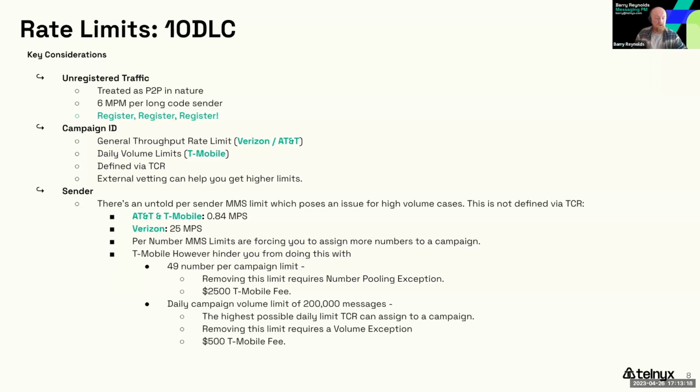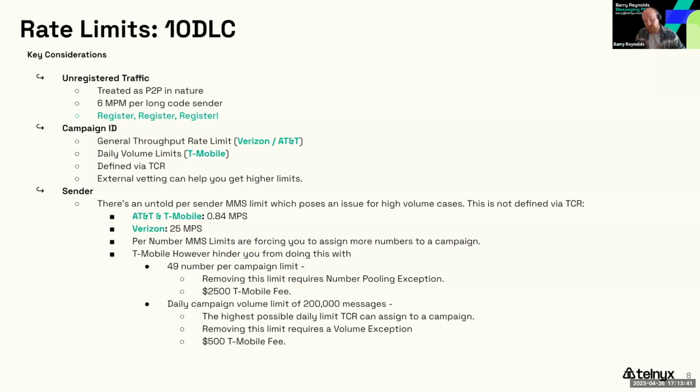So we have the general TPS limits that we know, which is adopted by AT&T and Verizon. And then we have the daily volume limits that is adopted by T-Mobile. And of course, if you're not happy with said limits assigned to your campaign, external vetting is always advised on a brand, which can help you avail of higher limits.